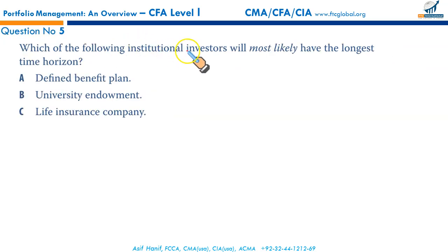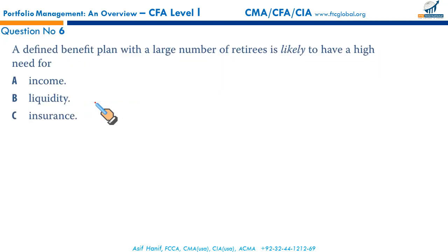Which of the following institutional investors will most likely have the longest time horizon? Defined benefit plan, university endowment, life insurance companies. All these three have long time horizons. But out of these, which has the longest time horizon? University endowments. Why? Because most such endowments are formed with the intention of having perpetual lives. That is forever. So that's the reason that out of these, a university endowment is the correct option. Hence, B is the right answer.